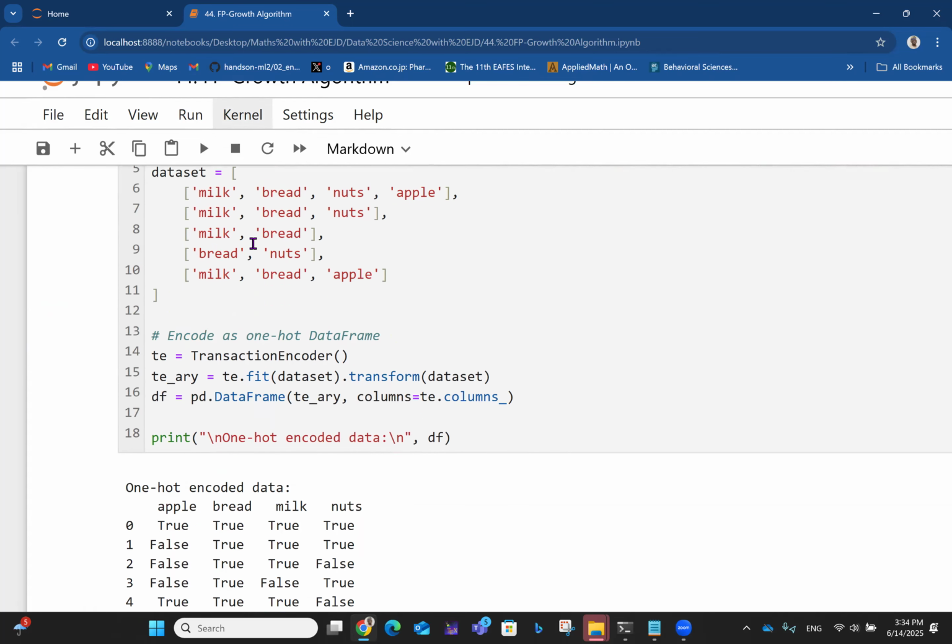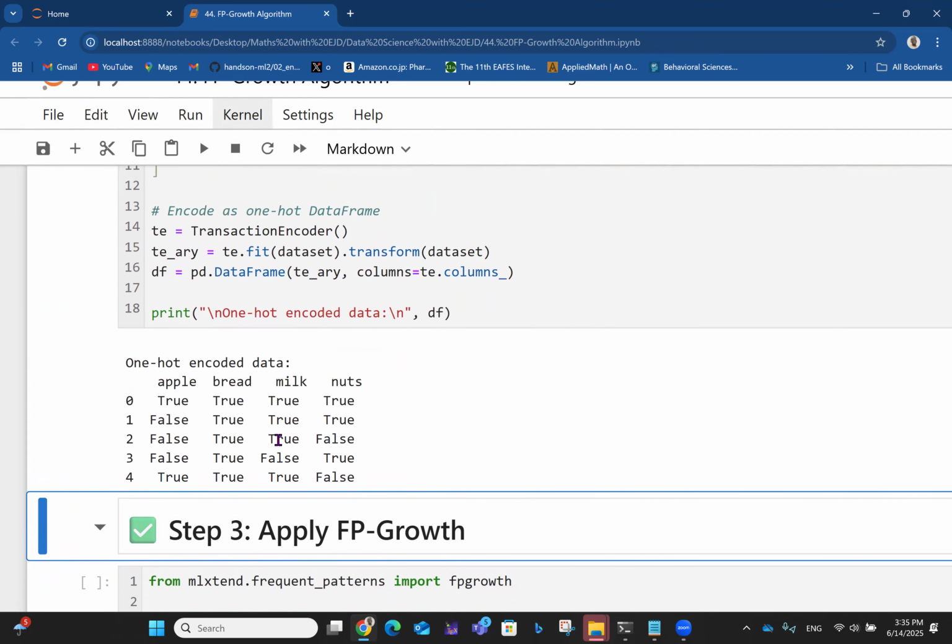So you see, in each transaction, it tells you which item is there or not. Apple, bread, milk, nuts, these are the 4 things. In the first transaction, we had all the 4. In the second transaction, there was no apple. In the third transaction, there was no apple and no nuts, and things like that.